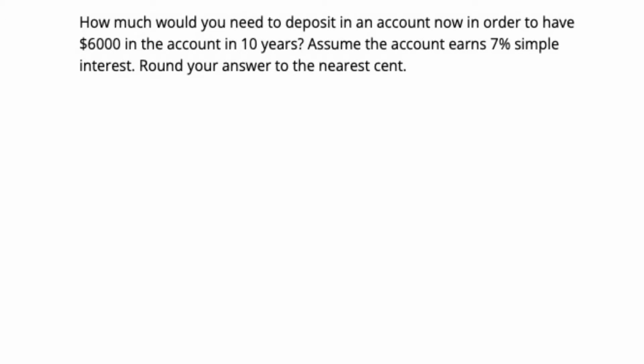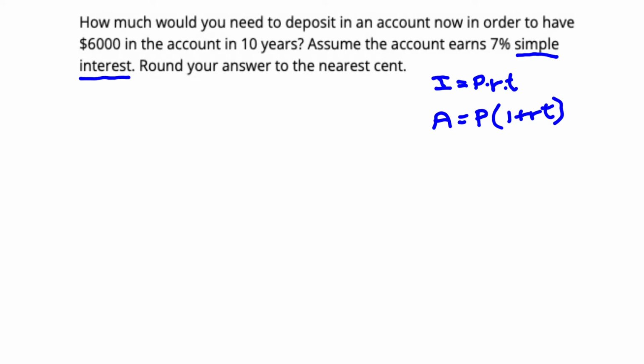Where do we begin? We know we have a finance problem. Specifically, we know that we have a simple interest finance problem. What are the formulas that we have that deal with simple interest? Well, we have the interest equals PRT formula, interest equals principal times rate times time. And we have the other formula that deals with simple interest, A equals P times (1 plus RT). The first one has to deal with interest. The second one has to deal with a future amount in an account.